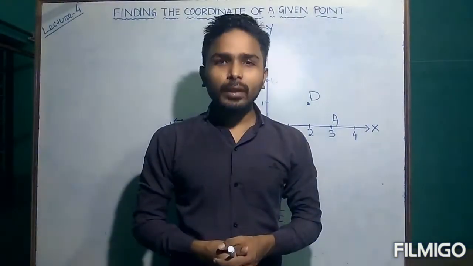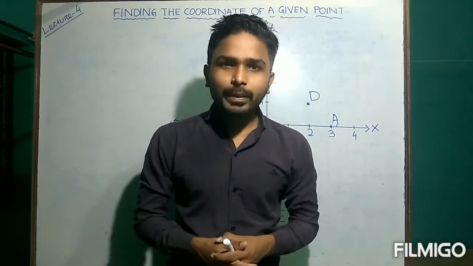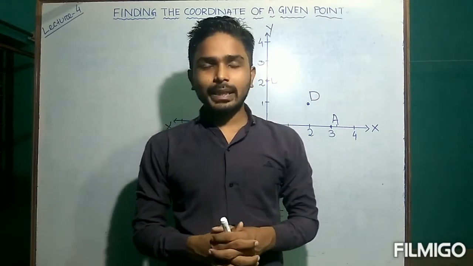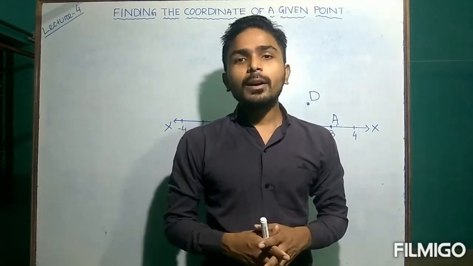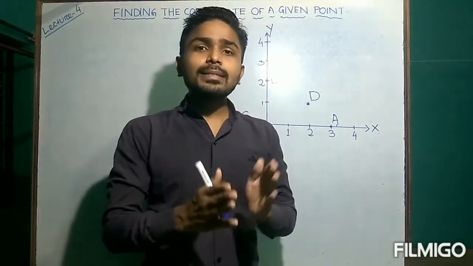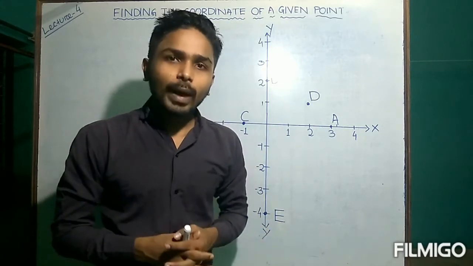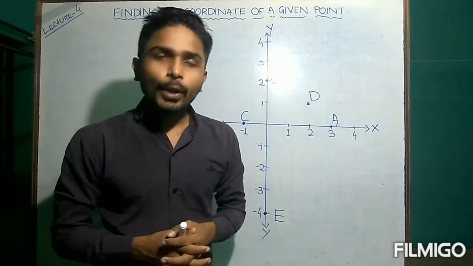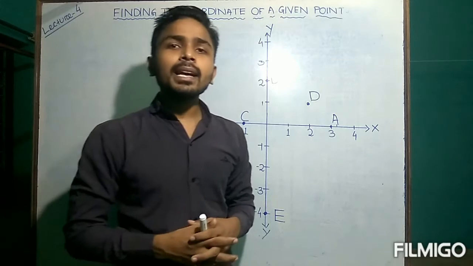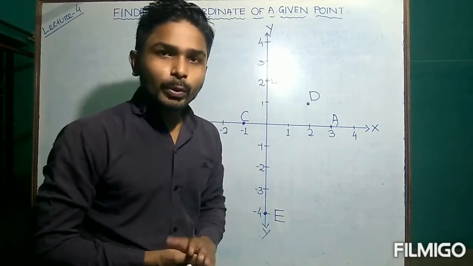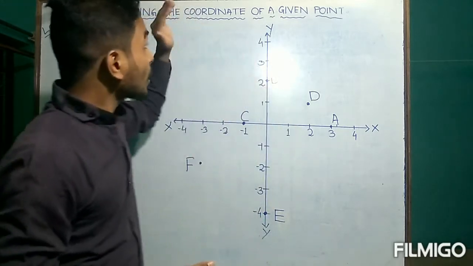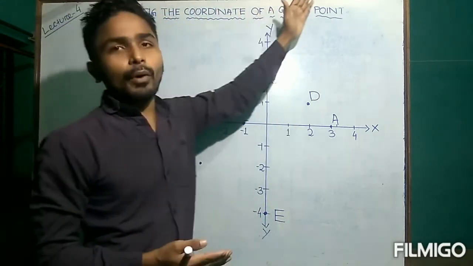Good morning students, welcome to lecture 4 of chapter 3, that is coordinate geometry. In lecture 3 we discussed how to find the x coordinate, or the abscissa, and the y coordinate, or the ordinate, of a given point represented in a Cartesian coordinate system. And today in this class we are going to find the coordinate of a given point.